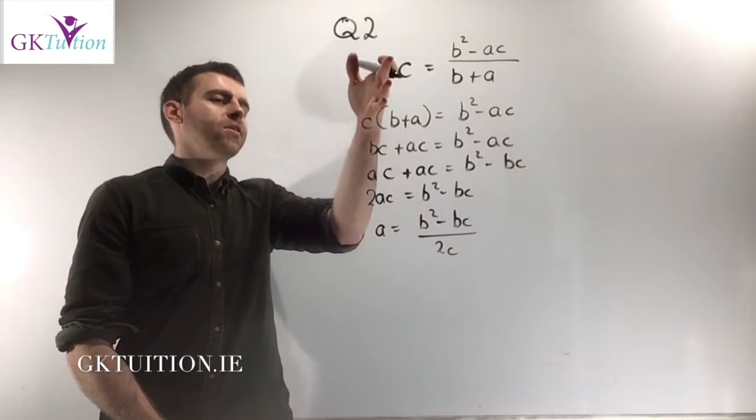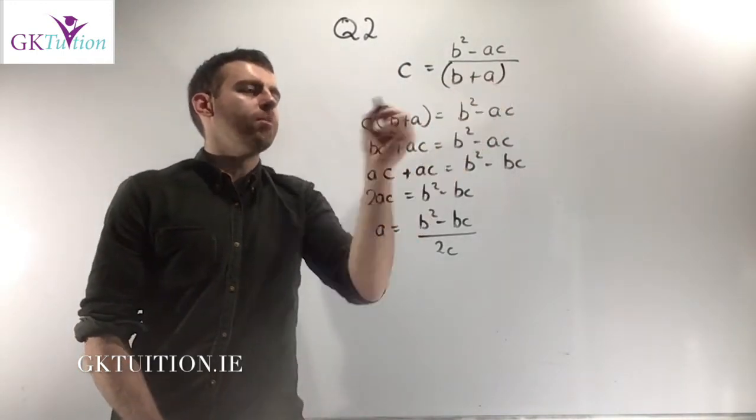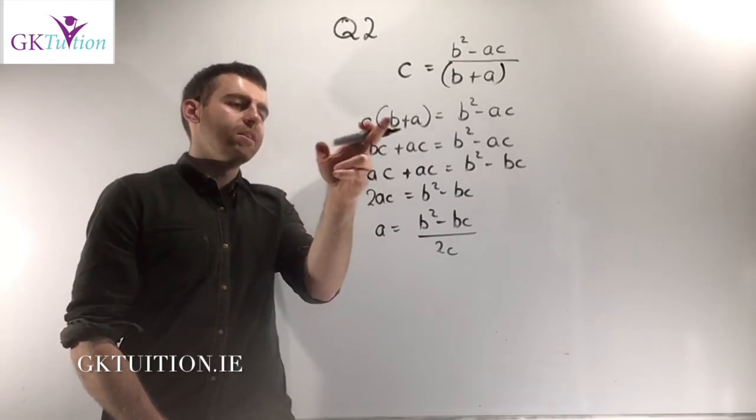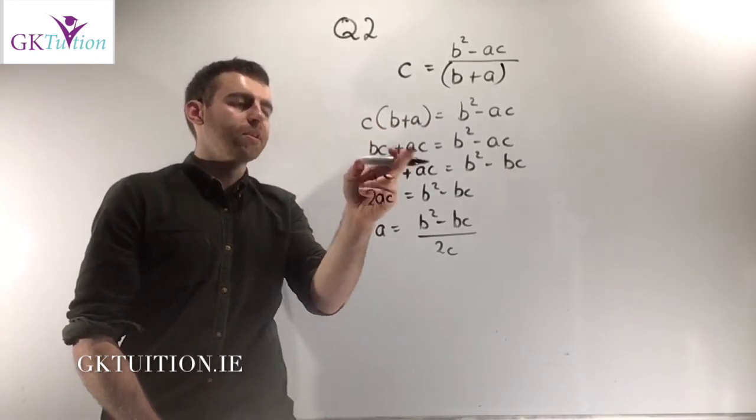So the first thing that I decided to do was to multiply both sides by b plus a in order to eliminate the fraction. I then multiplied c by b plus a and I got bc plus ac.